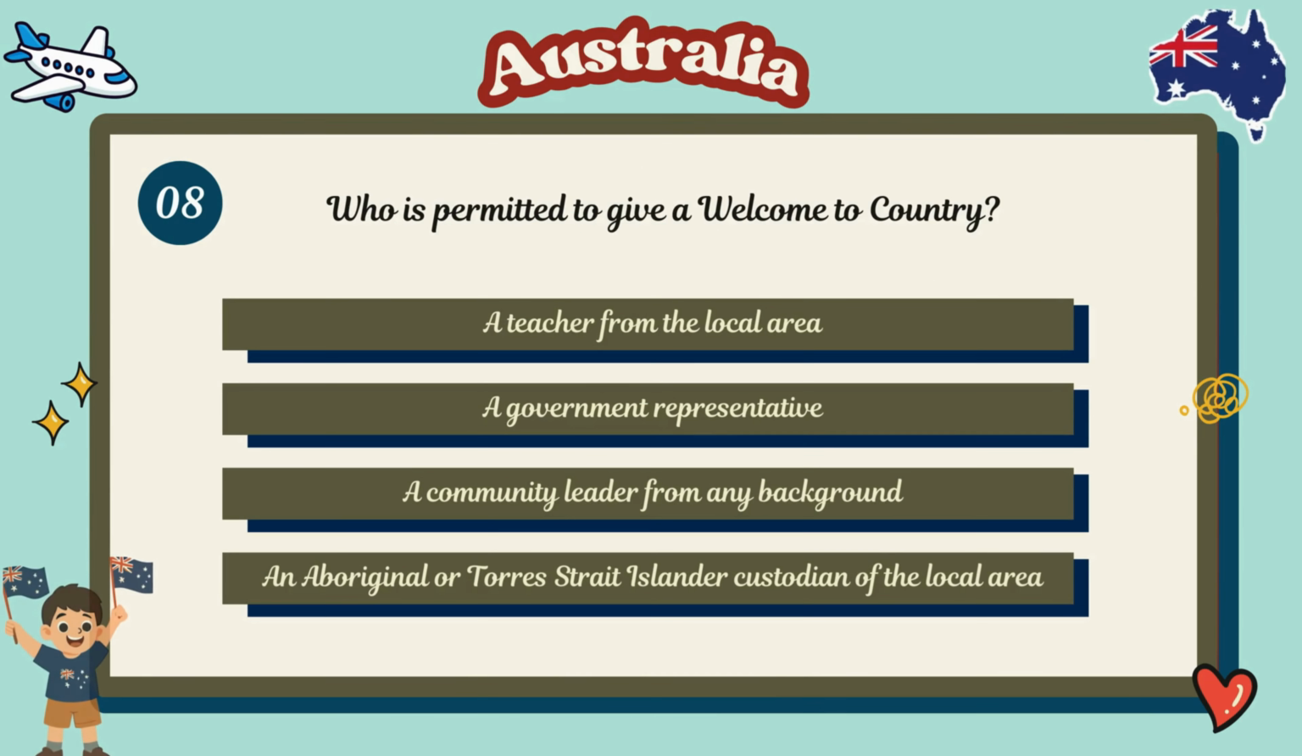Question 8. Who is permitted to give a welcome to country? A. A teacher from the local area. B. A government representative. C. A community leader from any background. D. An Aboriginal or Torres Strait Islander custodian of the local area.